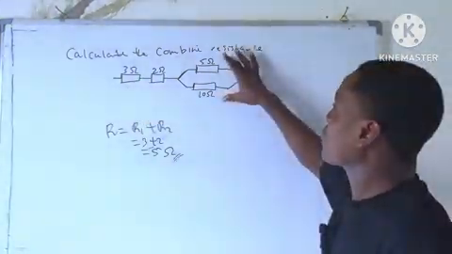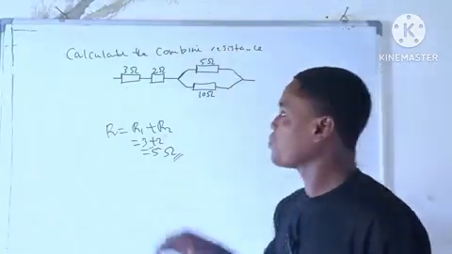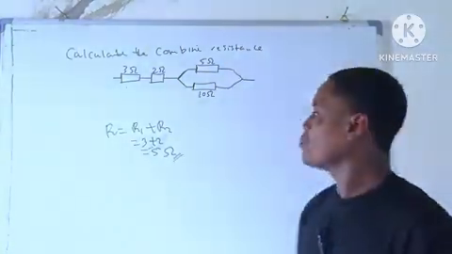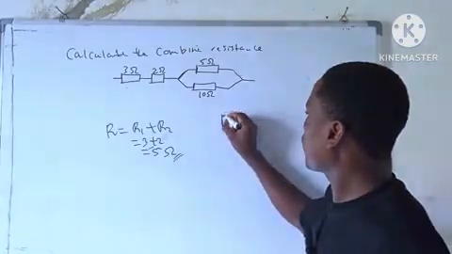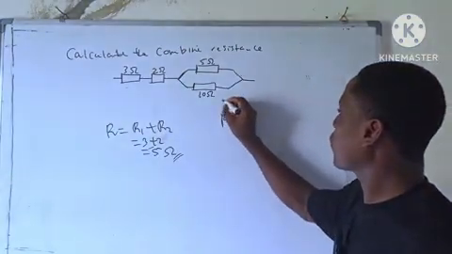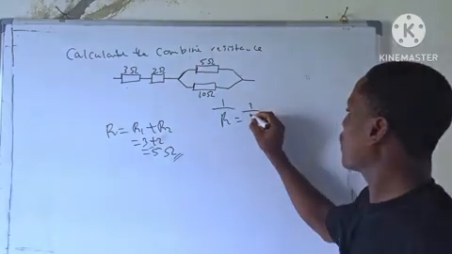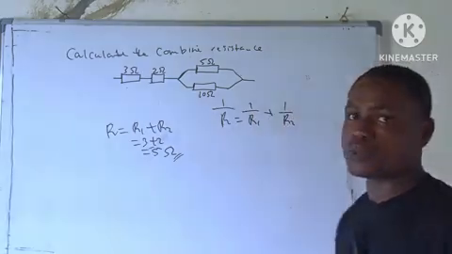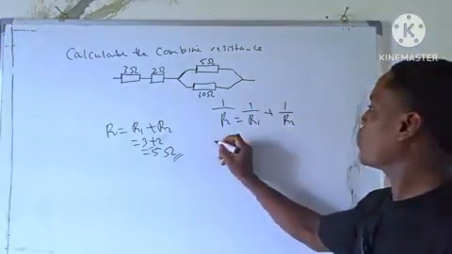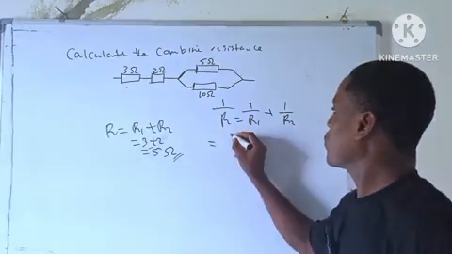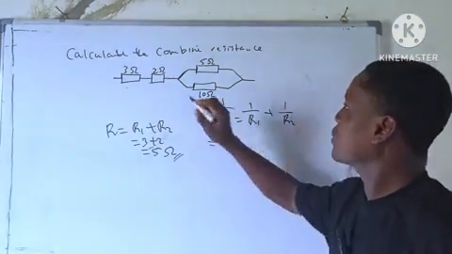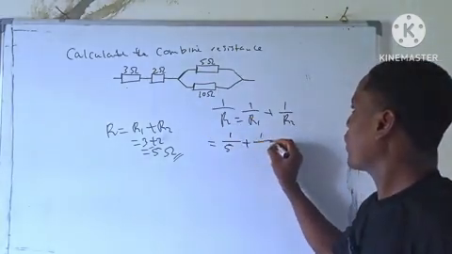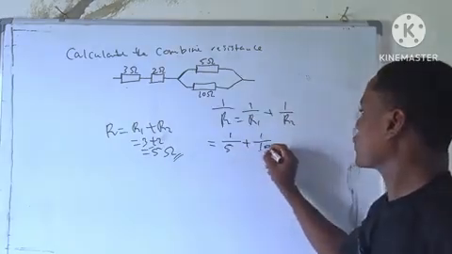Now let's calculate the equivalent resistance of these two resistors. They are connected in parallel, right? Okay, so 1 all over R equals 1 all over R1 plus 1 all over R2, right? So equal to 1 all over, the first resistor is 5, right? 5 plus 1 all over, the second one is 10, right?